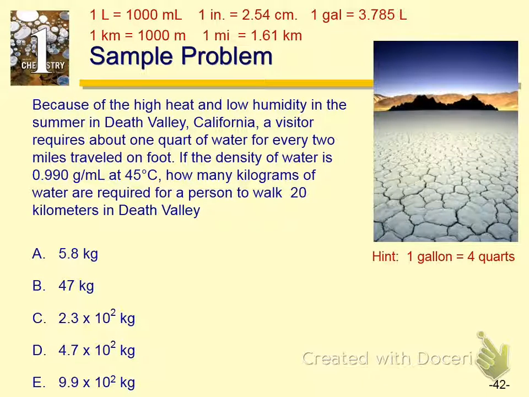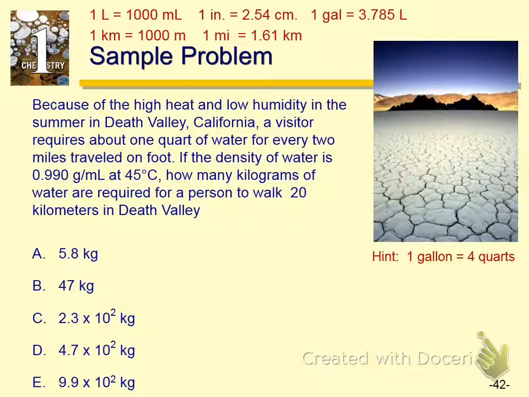One quart of water for every 2 miles. How many units do we have there? 1 quart per 2 miles. 2 units. That's going to be a conversion factor.